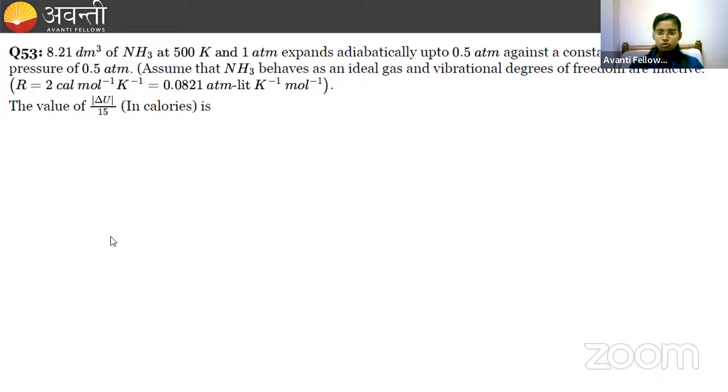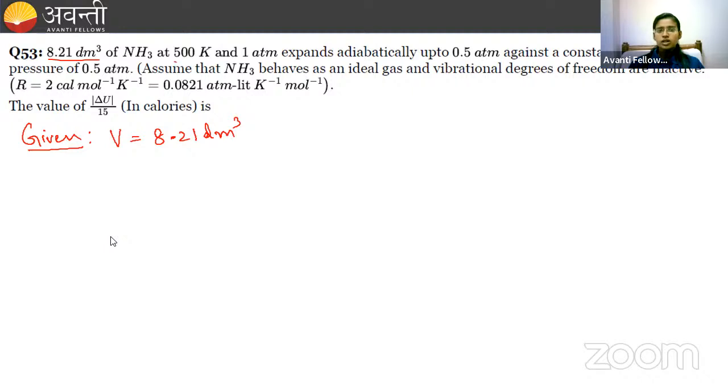So what we have to do? So this is a numerical value question. Now let me write the given values first. So the given values are, first of all, we have volume. So volume is given as 8.21 decimeter cube.